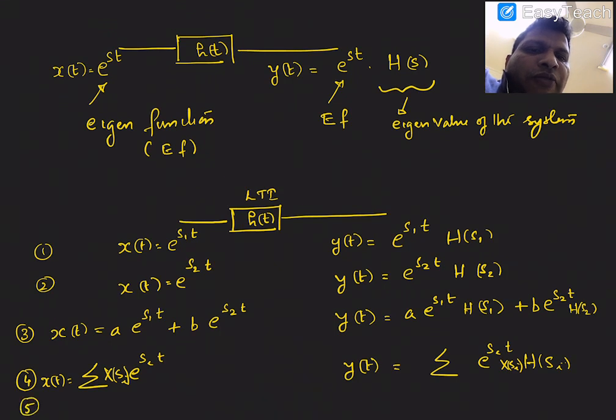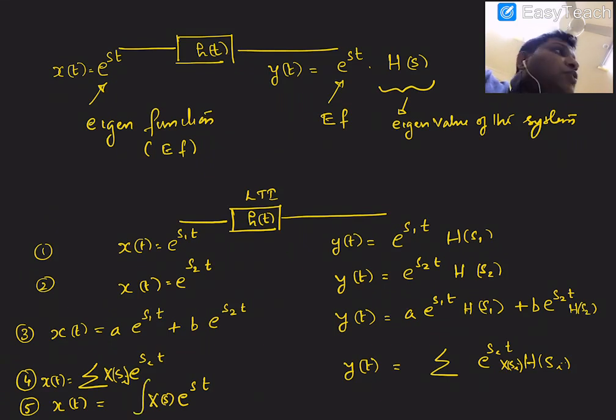Now if I am giving a signal x of t which is a combination, in the above fourth case I have considered only discrete values for si. Now I am considering all the continuous values of s, that means I am considering all the combinations of e power st. I am multiplying with e power st into x of s, and I am integrating this.